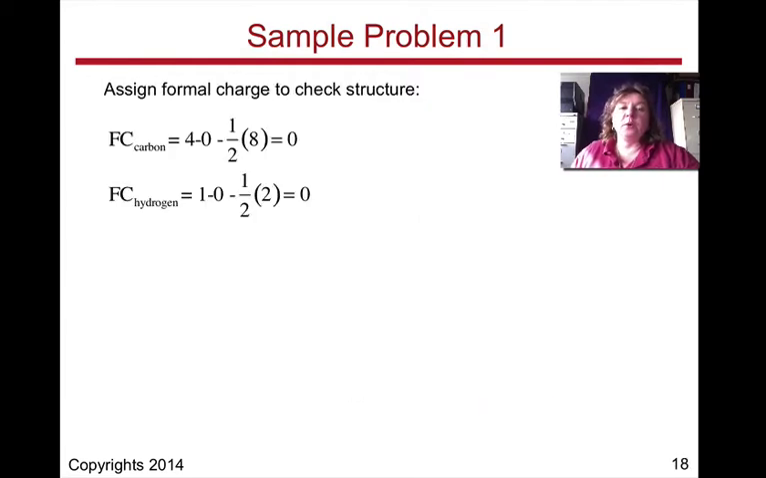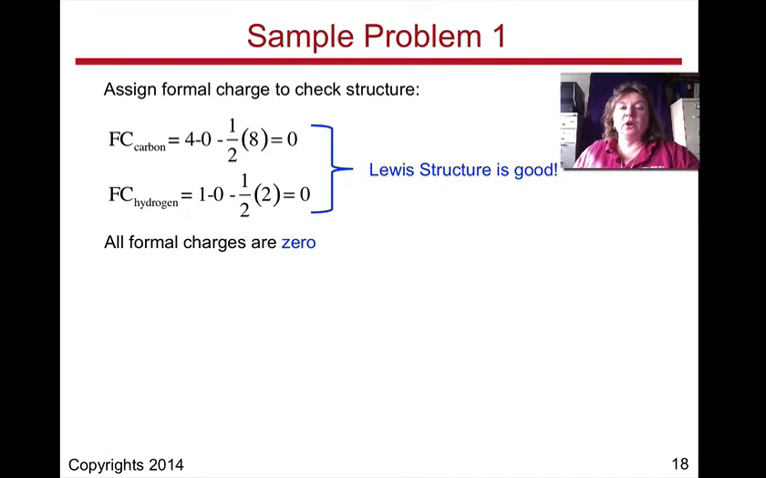All right, so formal charge of carbon. Carbon comes from group 4. We have no lone pairs. We have 8 bonding, so half of 8 equals 4, giving 4 minus 0 minus 4 equals 0. Formal charge of hydrogen is 1 minus 0 minus half of 2, which is 0. So that means our Lewis structure is good. All the formal charges are 0.